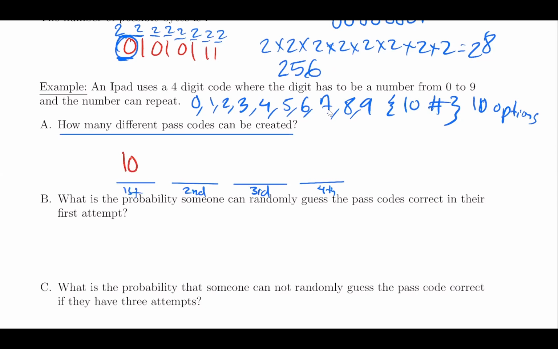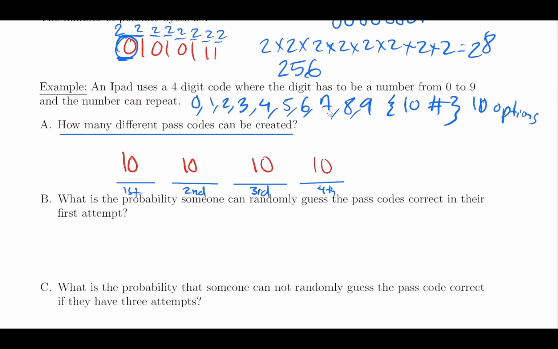Wait, so then the number is going to be really big. It should be really big. So what about for the second number? How many options should I have to choose from for the second one? 10. Cool, perfect. What about for the third one? 10. What about for the fourth one? 10.